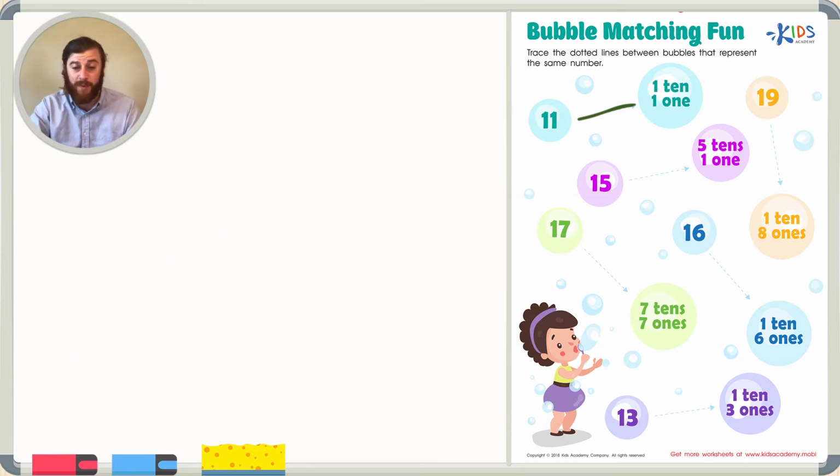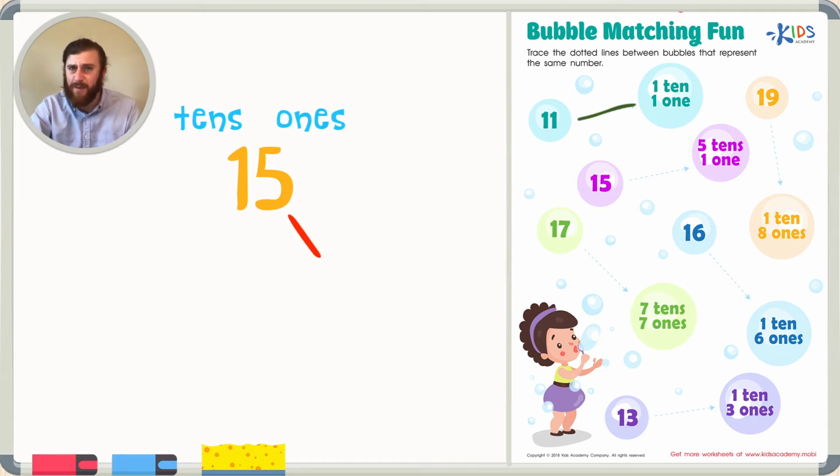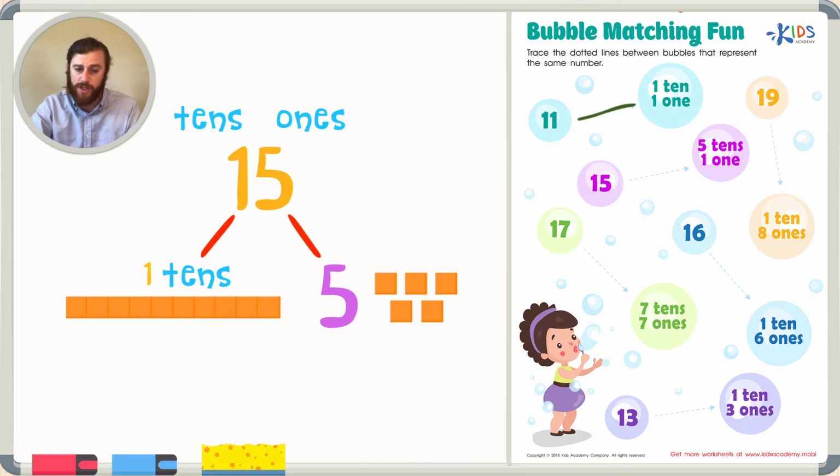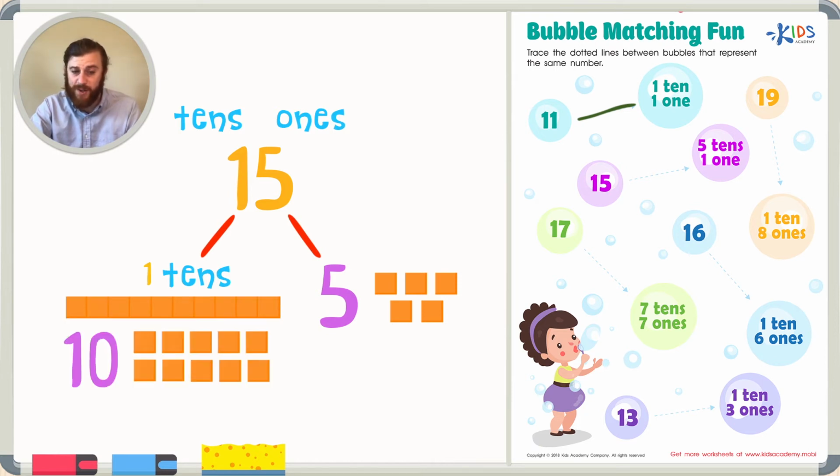Let's look at our next example, 15. Again, let's take a closer look at the number 15. We'll make our place value chart of tens and ones. In the ones place, I see 5. That can be represented by 5 cubes, or the number 5, or we could just say 5 ones. The 1 in the tens place, again, represents 1 ten. 1 ten can be represented by a long, the number 10, or 10 individual cubes.